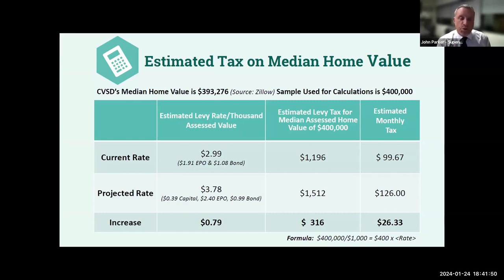You're also going to notice that the cost of that would rise $316 per year to $1,512, or $126 a month, to help support the schools through the levy passage. So just see there that the $26.33 is what we are looking at for a cost per month above what that homeowner would be currently paying.